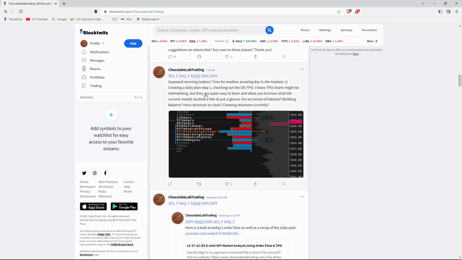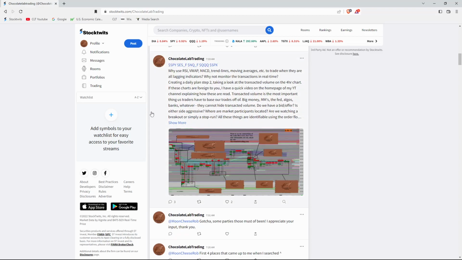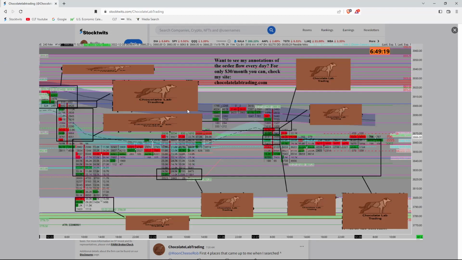It's pretty simple, right? Are we trading in balance? Are we building balance? Do we have exhaustion? A whole bunch of things like that. Do we have structure to clean? Are we currently cleaning structure? All that fun stuff. So from there, I go to my 4-hour chart.